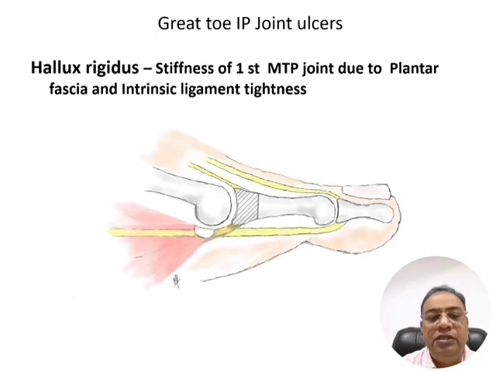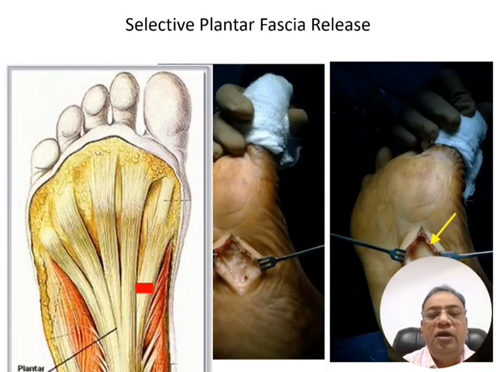is there is a hallux rigidus, there is a toughness of the first metatarsal head due to plantar fascia thickening and intrinsic muscle tightness. So what we do is we go for selective plantar fascia release. If you can see, this is the plantar fascia which is released over here, and if you can appreciate, the first toe is going back significantly. So this is how we offload surgically.